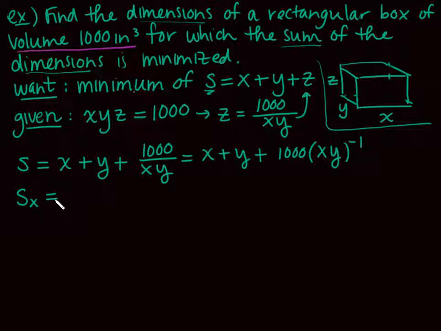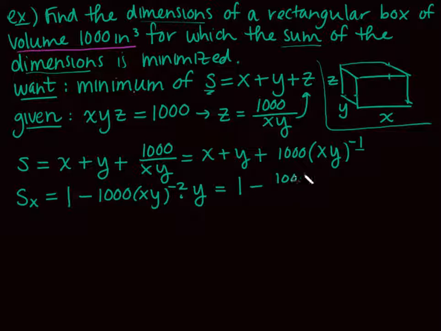All right, so s sub x, that's the derivative of this function with respect to x. I would have 1 minus, because I'm going to do the chain rule here. I'm going to bring that negative down, leave the inside, take 1 away, and then multiply this by the derivative of the inside with respect to x, which would be y. And I'm just going to rewrite this 1,000, so I get 1,000y all over xy squared, okay?